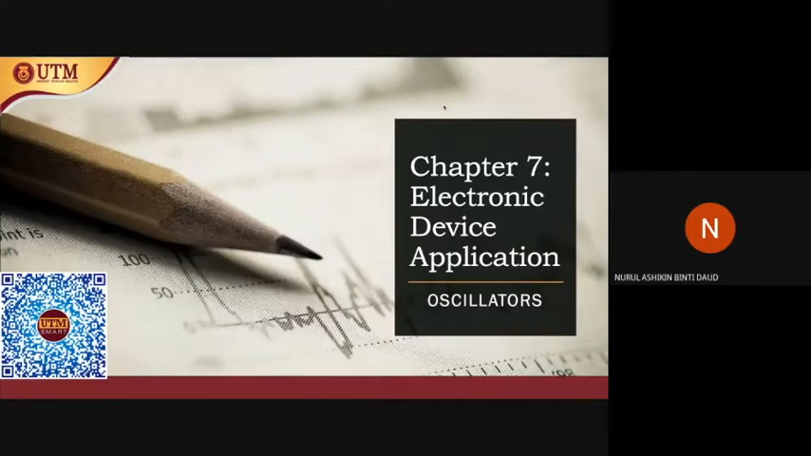For chapter 7, electronic device application. Let's look at one of the devices, where we will focus on oscillators. The best part for chapter 7 is that it will not come out in your final test, but for chapter 7 you need to do your assignment. I think it will be a group assignment.